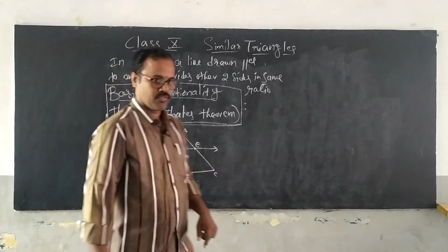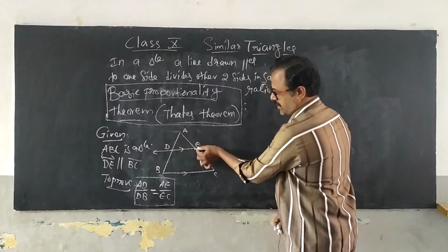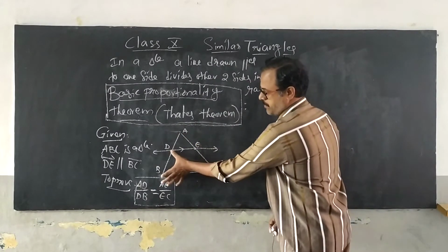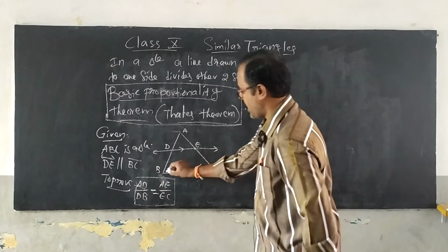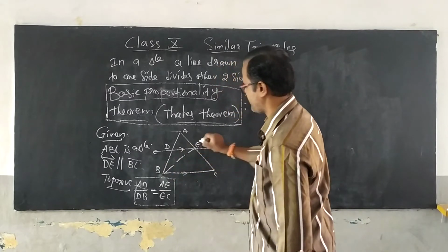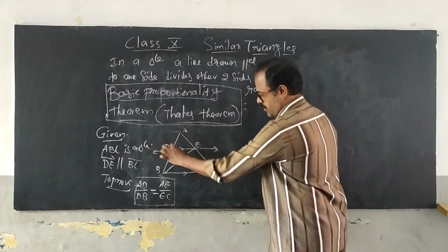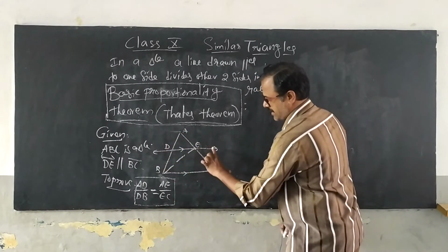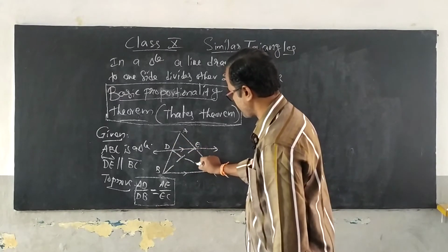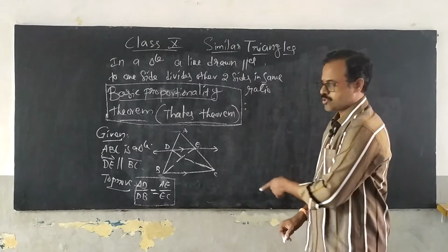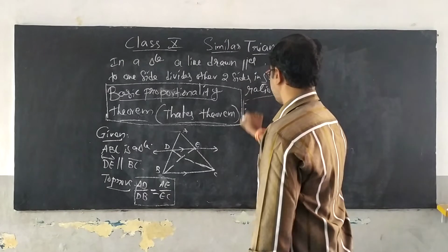Now first of all, observe that AD is a part of the triangle. But DB is not a part of a triangle. So to make this a part of a triangle, I join B and E. Similarly, AE is a part of a triangle, isn't it? To make EC also a part of a triangle, I join C and D. Did you understand? We joined B and E, C and D. This is the construction.